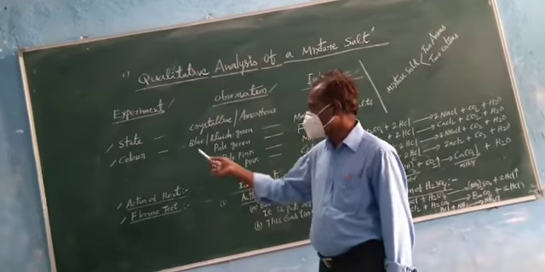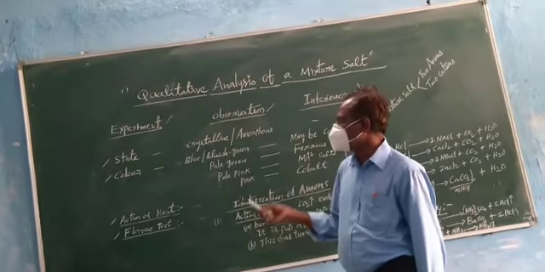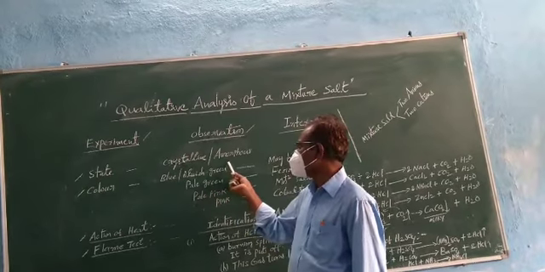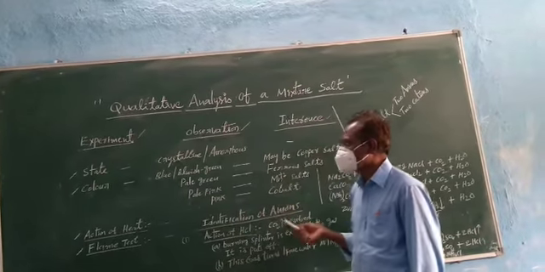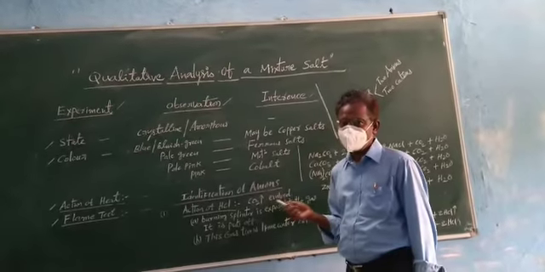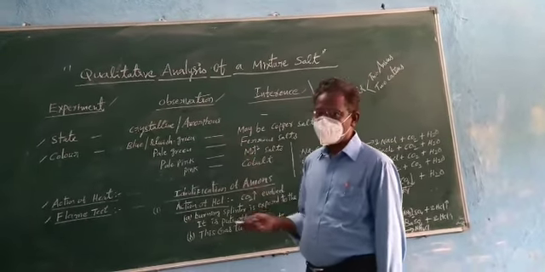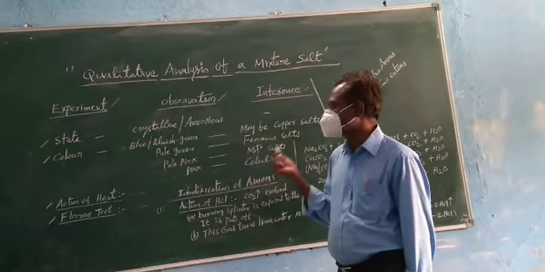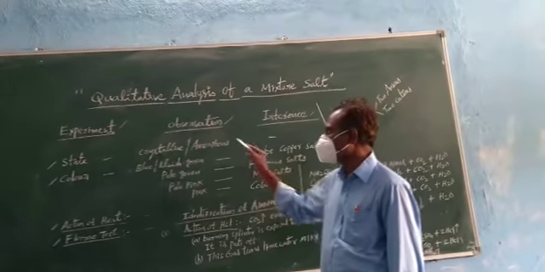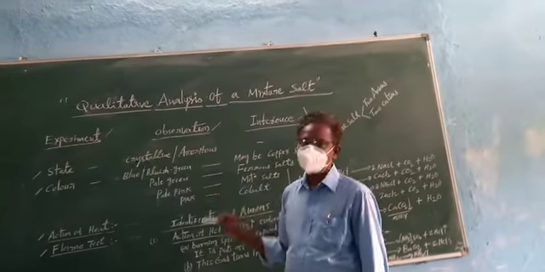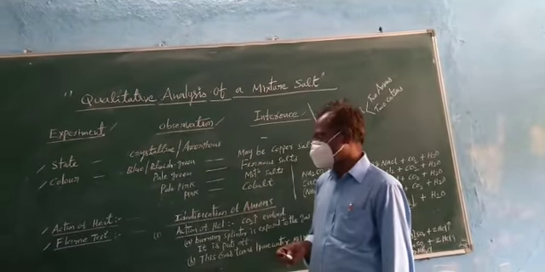Before identification of the main anion reactions, first we have to observe the preliminary tests: state, color, action of heat, flame test. State means whether the given mixture salt is crystalline or amorphous. Crystalline means it is of a crystalline nature. Amorphous means it is a smooth powdered salt. You have to write under the observation column whether the given salt is crystalline or amorphous.